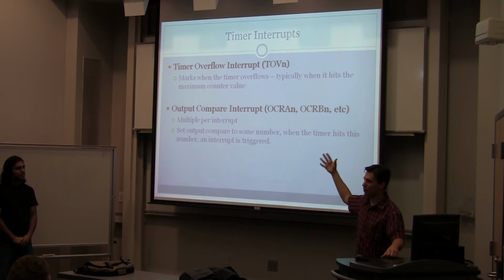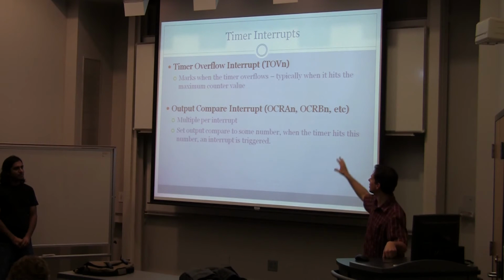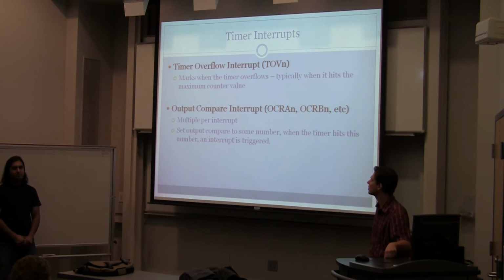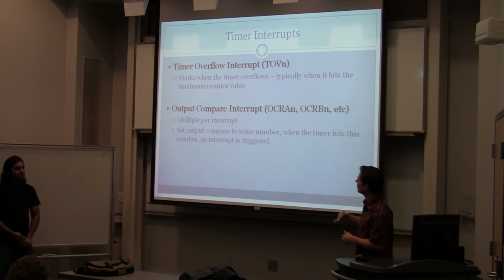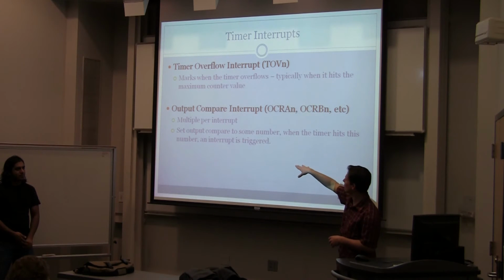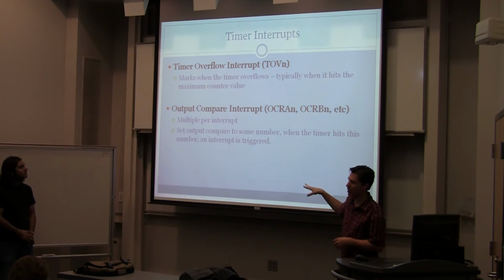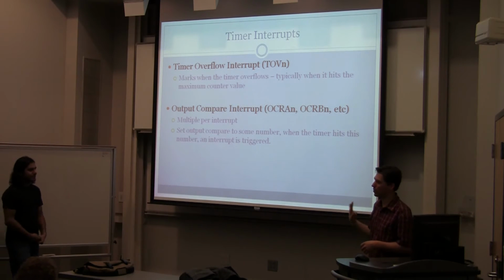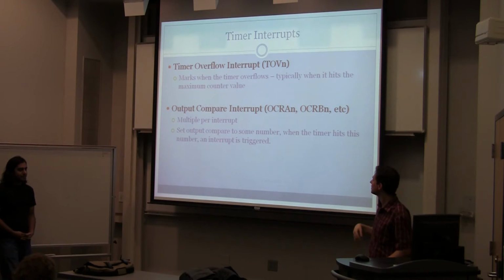So you just interrupt whenever that happens. And like I said, you can set that value to not be 255. You can set it to be something else. And then there's the output compare interrupts. There are multiple of those per timer module. You usually have 2 on the tiny, and on some other ones you can have 4 or even 6.